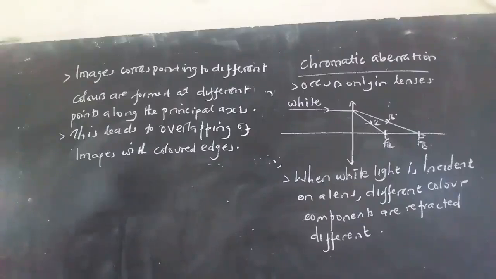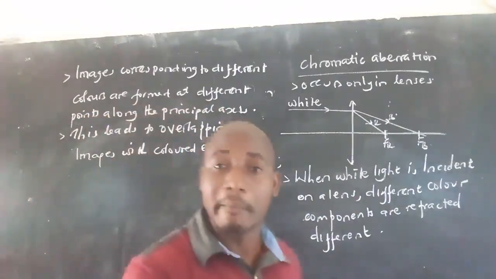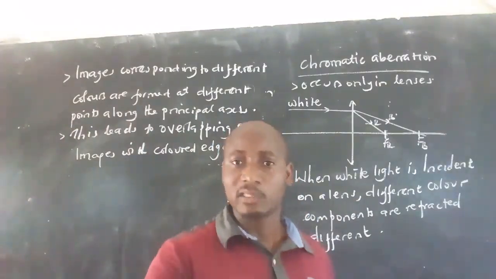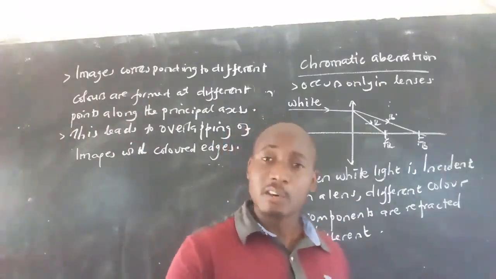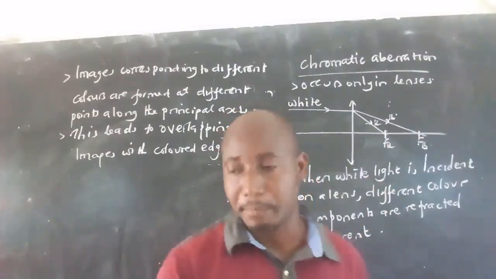So we are saying that when white light is incident, different colors are refracted by different amounts. Therefore, different colors are brought to different points along the principal axis, resulting in the formation of broad overlapping colors along the principal axis. This overlapping is what we call chromatic aberration.